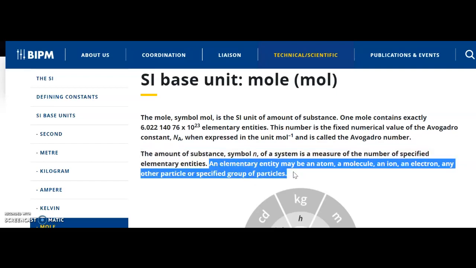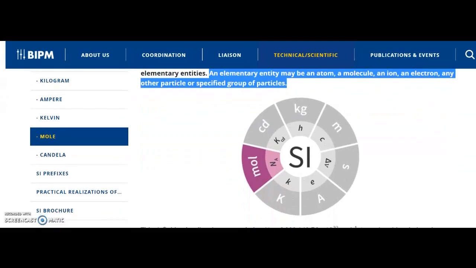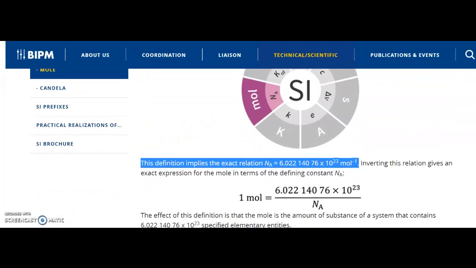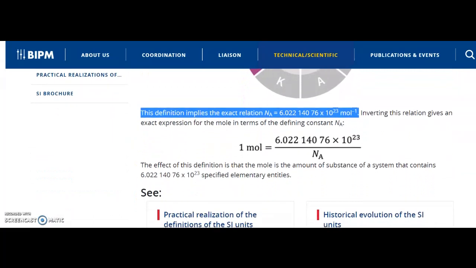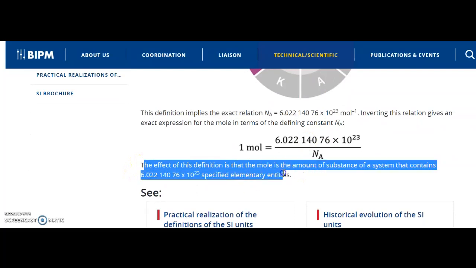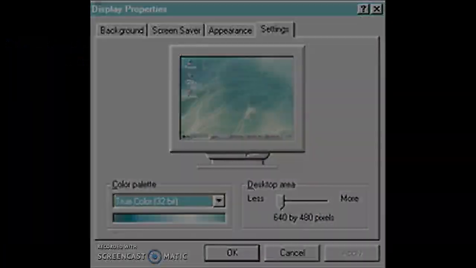Now, the elementary units can be atoms, molecules, ions, or electrons, or any particle of a specified group. So the definition implies that the exact relationship between Avogadro's constant and 1 mole is that 1 mole contains 6.02 times 10 to the 23 elementary particles. And that is the definition of the mole.